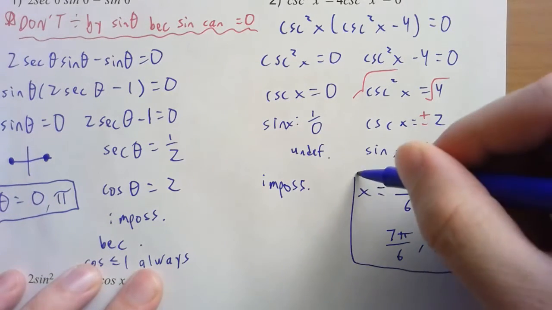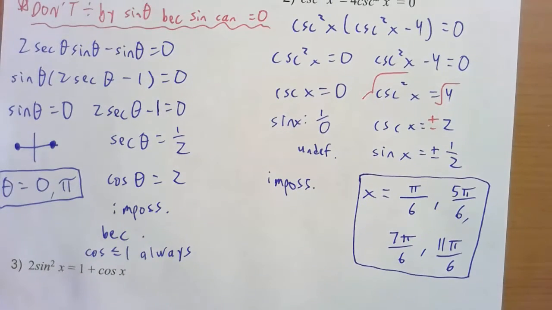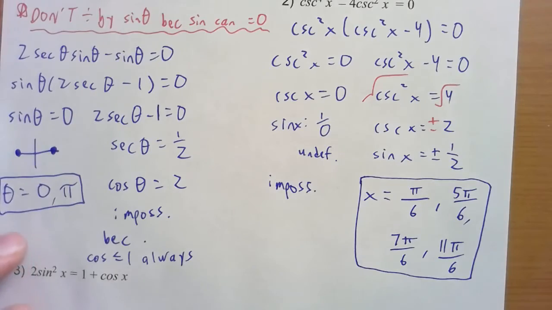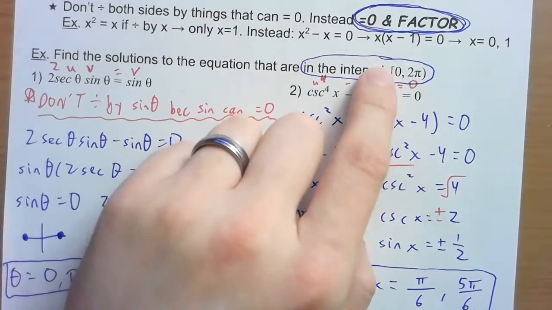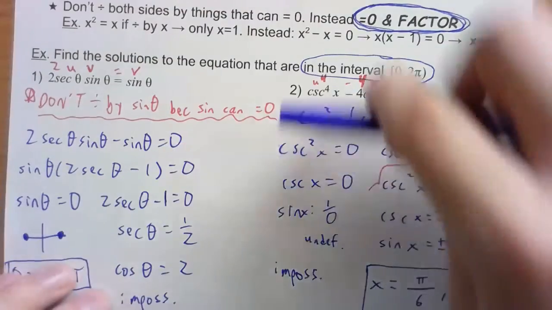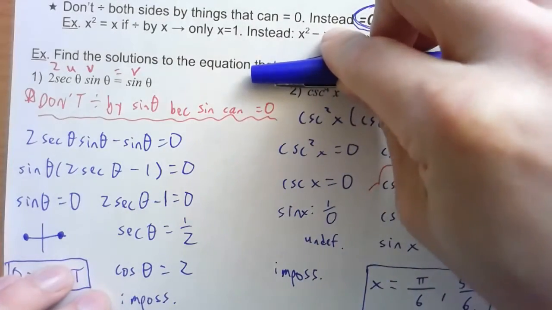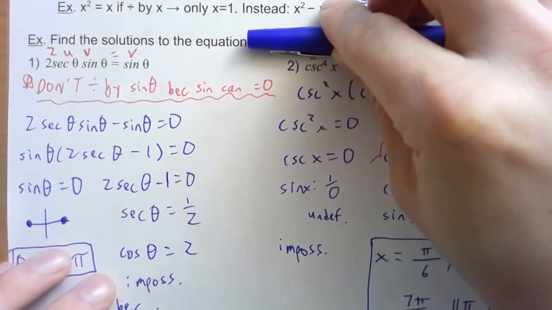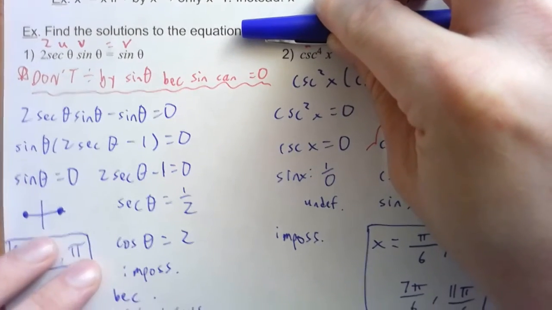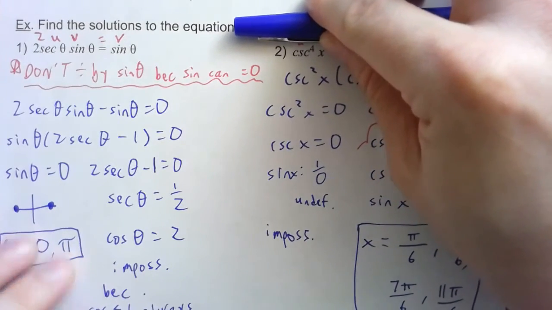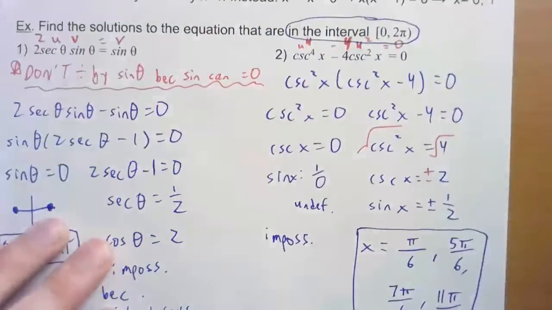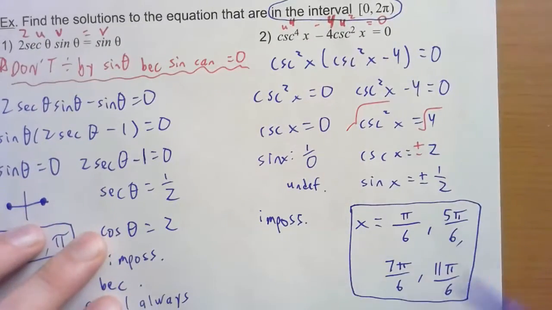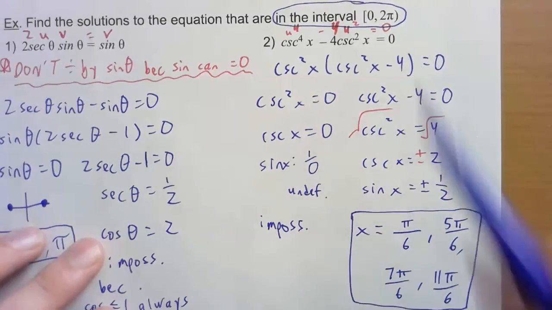And notice I'm not adding what to these angles? I'm not adding 2 pi n. The reason I don't add 2 pi n is because of this restriction here. All right? If this just said find the solutions to the equation, then I have to add plus 2 pi n. If I want all the solutions, if I want the general solution, then I've got to have all those coterminal angles, all those infinite solutions. But because of this restriction, these are the only angles inside that interval.